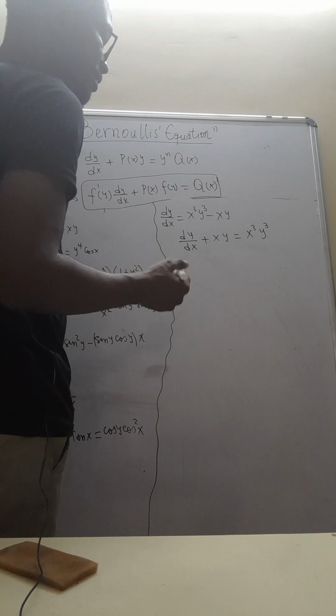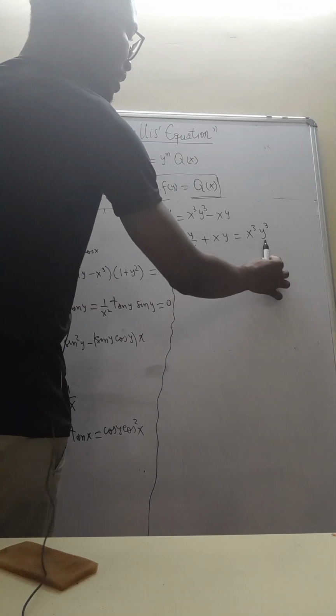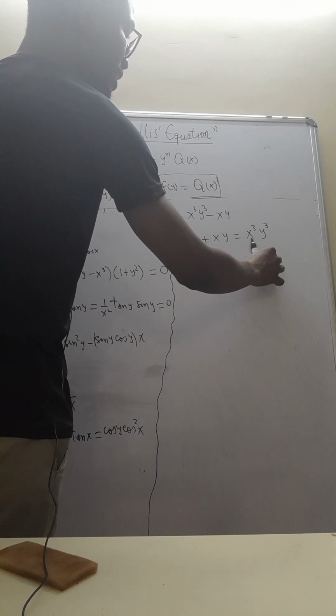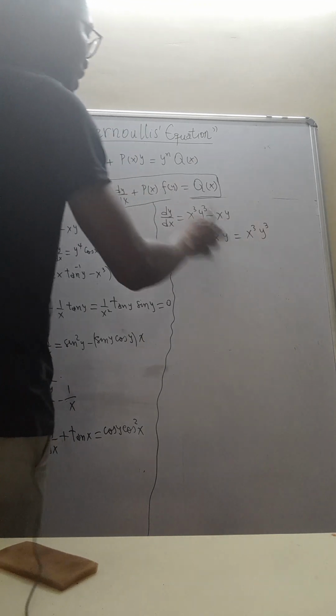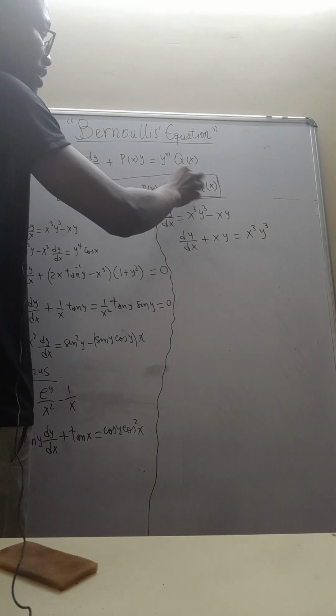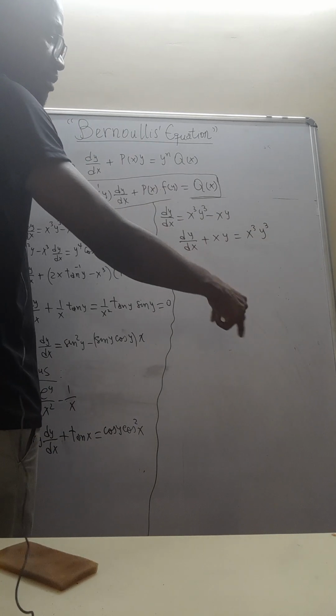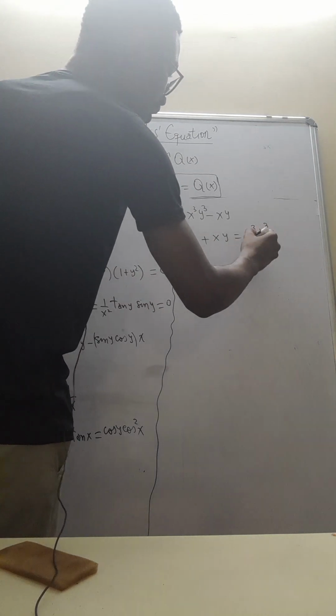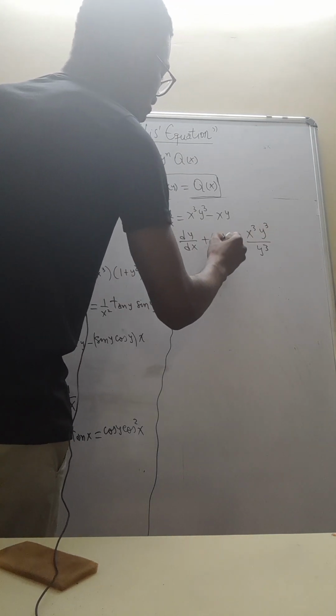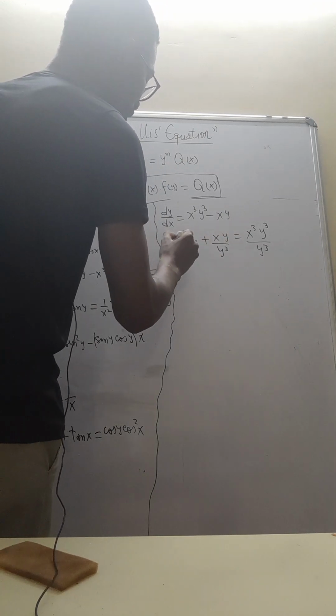Now what's the next step? This term here must get out of there. You have to take this out, like you did in the simplification in the beginning. This term must get out. So I come here and I divide by y cubed, and here y cubed.